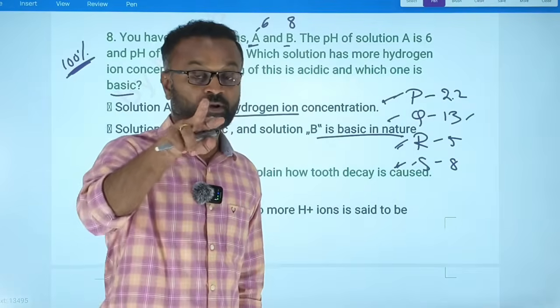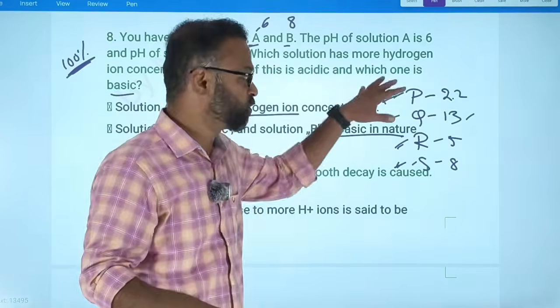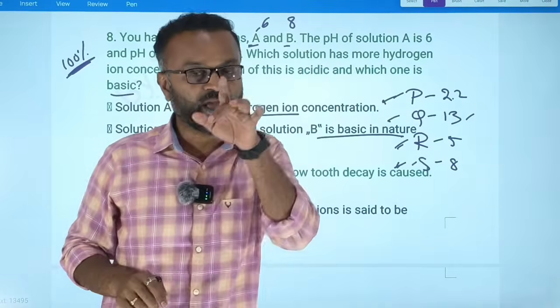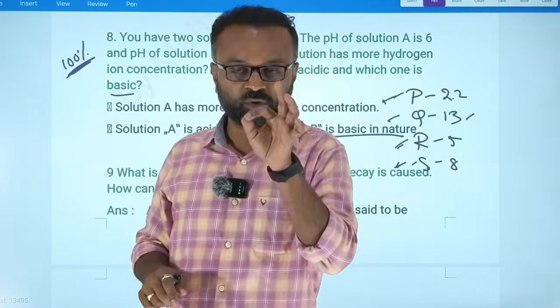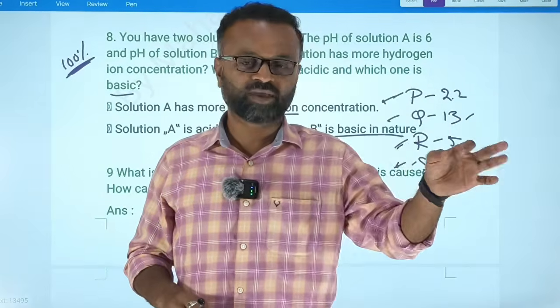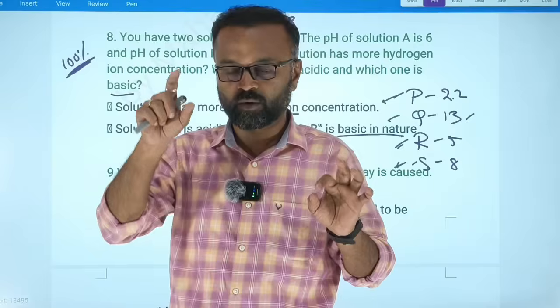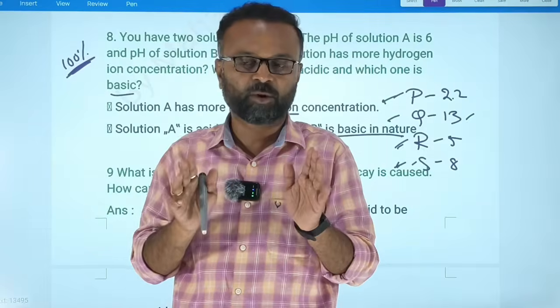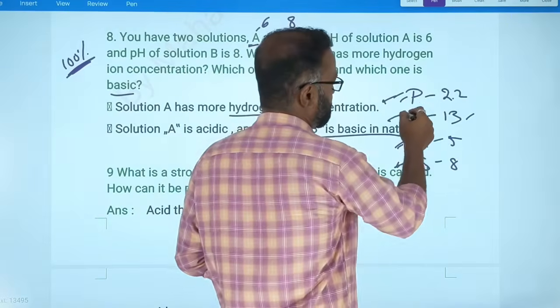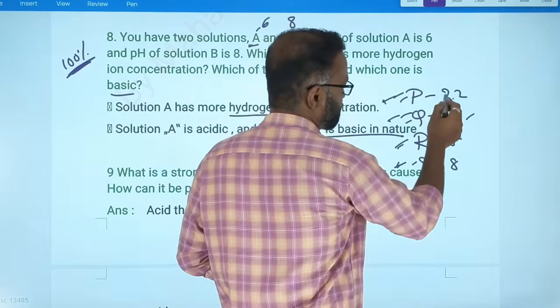Understood? Or sometimes they will ask you to name two solutions out of these which can react and form a neutral salt. If a neutral salt has to be formed, then there should be a reaction between a strong acid and a strong base. If one is strong and one is weak, then there will be no neutral salt. So here a neutral salt can be formed by the reaction between P and Q, as this is a strong acid and this is a strong base.